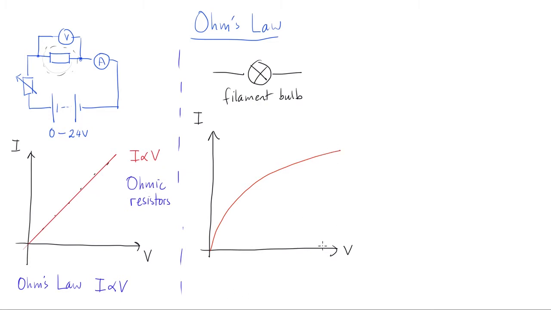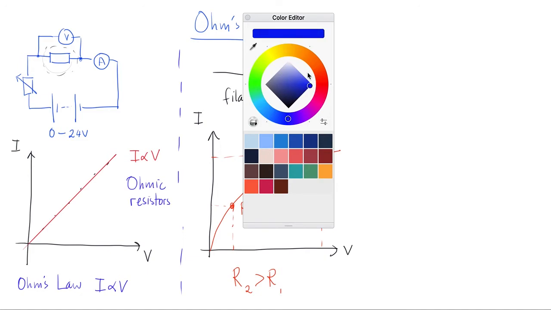So if we took the ratio of the potential to the current here, that would give us the resistance at, let's say, this point 2. The resistance at point 2 would be larger than the resistance at point 1. So we have a non-ohmic conductor.